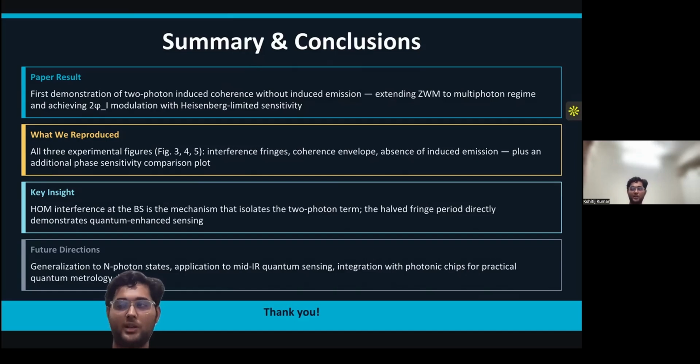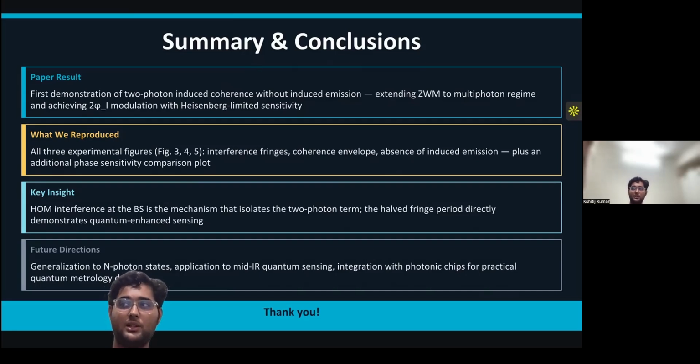What we have essentially reproduced are all three experimental figures: interference fringes, coherence envelope, and the induced emission control, plus a phase comparison plot we added ourselves. We matched the key numbers, visibilities of 51.7, 47.8, 22%, and the half fringe period in coincidence, the Gaussian envelope with 40 micron full width half maximum, and the flat count rate that rules out stimulated emission.